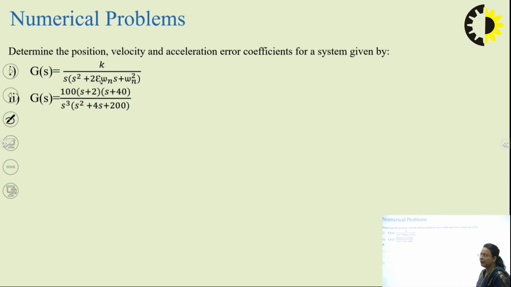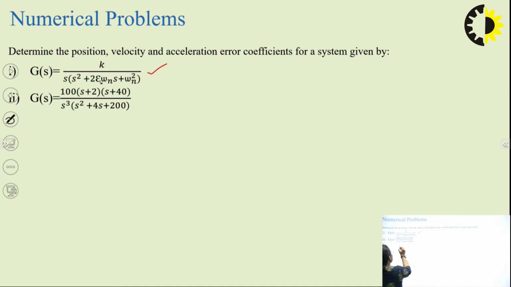Now there are some numericals that I want to discuss related to these error coefficients. Since we have done the derivation in the previous slides, I hope you can easily solve these numericals. These are very simple numericals related to the steady state error. The value of G(s) is given to us, and I have to find the velocity error coefficient, position error coefficient, and the acceleration error coefficient along with the steady state error.